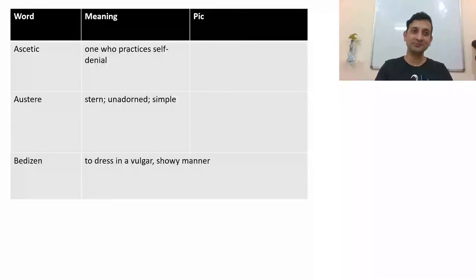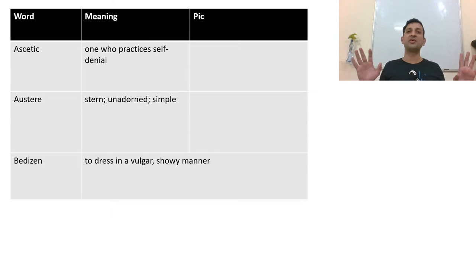Moving on. Madness! Maybe not so mad today. Some of the images are serious today. So, ascetic. First we look at three words and then we look at the picture to memorize this. Ascetic. An ascetic is a person who practices self-denial.